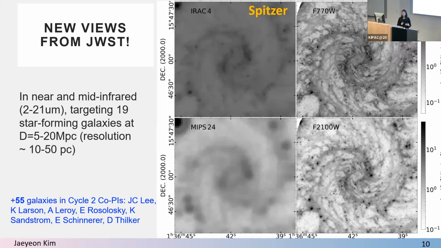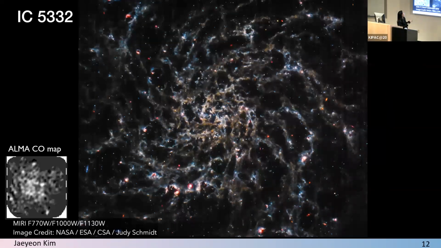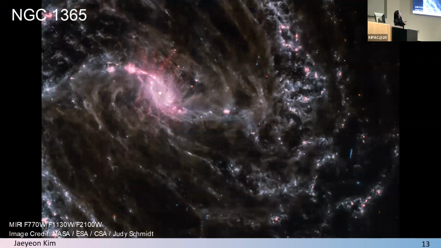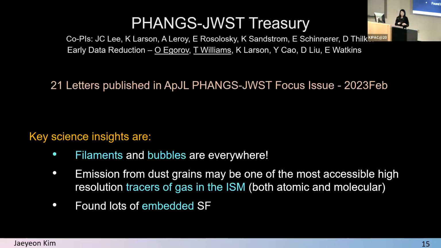And now I'm just going to show pretty images. This is NGC 7496, and this figure here is actually the CO map from ALMA, which was the best map that we had so far of this galaxy. However, now with JWST, we are seeing so much more structure at a much higher resolution, which is really nice. And this is NGC 1365, and this is NGC 628, which is one of the closest galaxies that we have in our sample. So early this year, using these initial observations, PHANGS has published 21 letters.